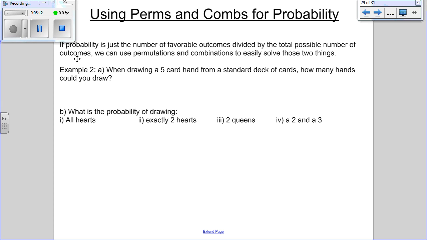We said, the example, when drawing a 5-card hand from a standard deck, how many hands could you draw? No restrictions on this thing. So you have a 5-card hand, how many ways can you do it? You first have to ask yourself, is this a perm or a comb? If it's a perm or a comb, just say, does order matter? Does the order matter how you're getting these cards? Does it matter if I get an ace and a jack, or the jack and then an ace? No, so order doesn't matter.